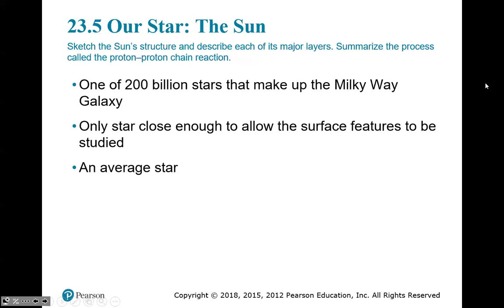It is the only star that is close enough to allow the surface features to be studied in any detail. We've managed to sort of image the surfaces of a couple other stars, but it's like there is a fuzzy dark spot on this star. It's not any detail of the surface, because I think we observed a darkening of Betelgeuse, where Betelgeuse had a dark spot. And the sun is nothing special. It's a pretty average star. It's pretty middle of the road.